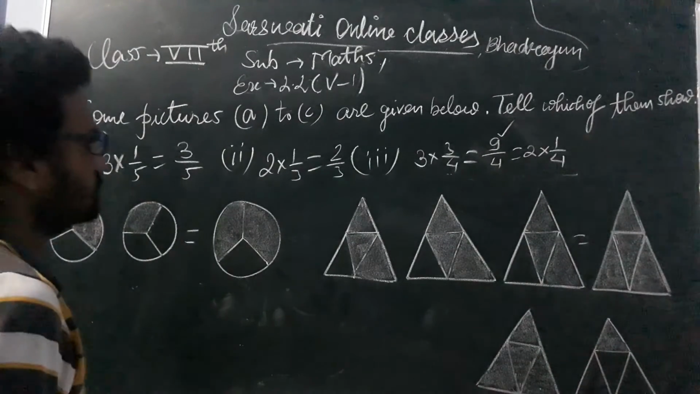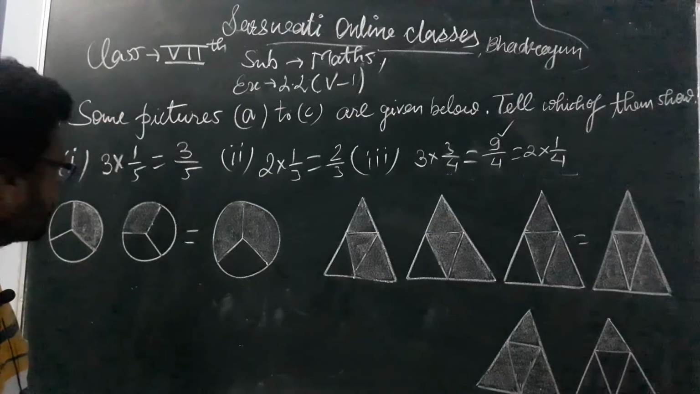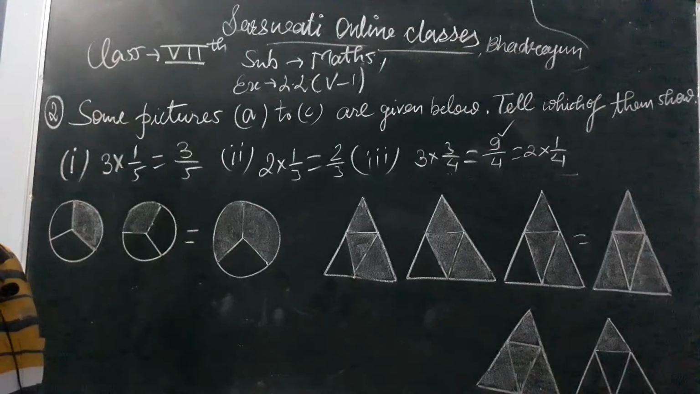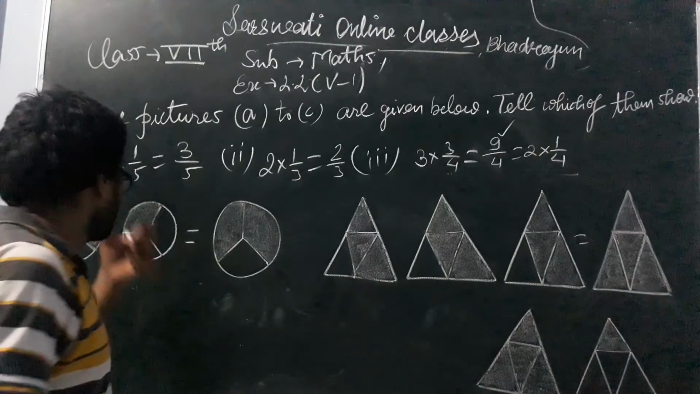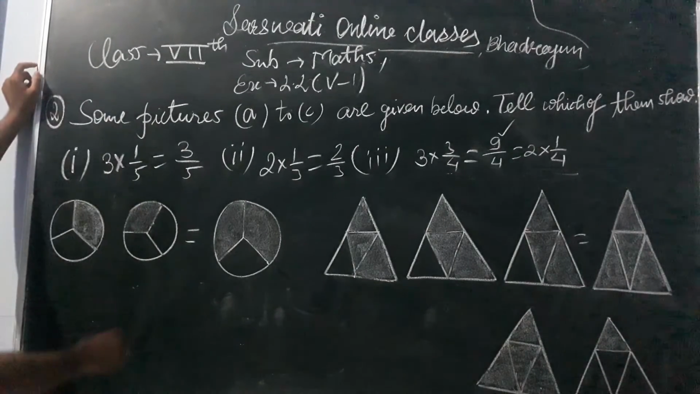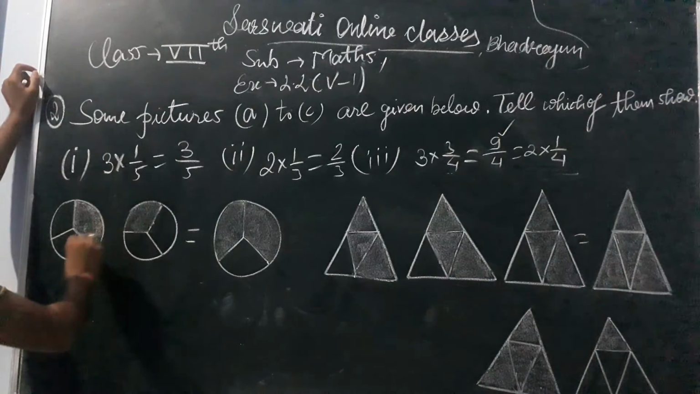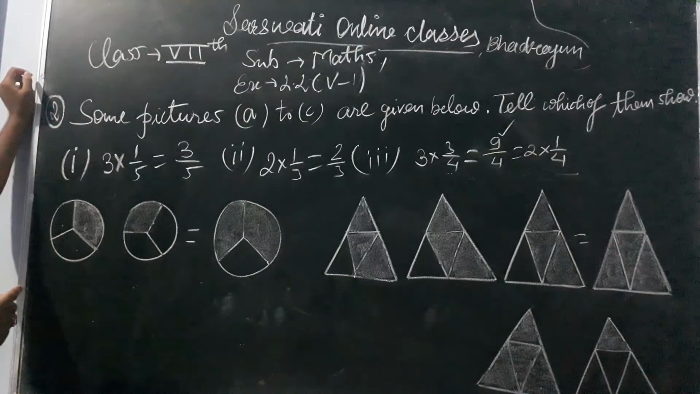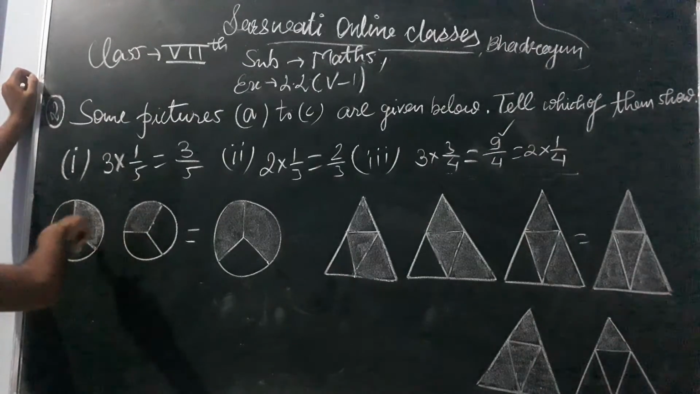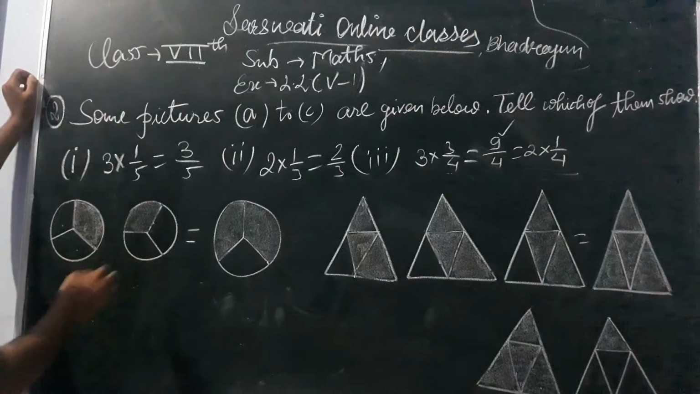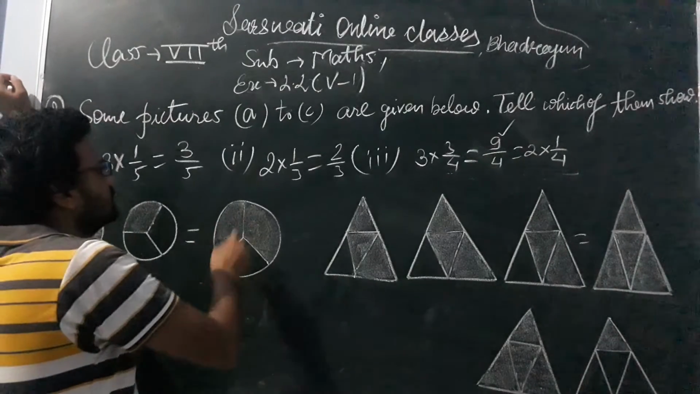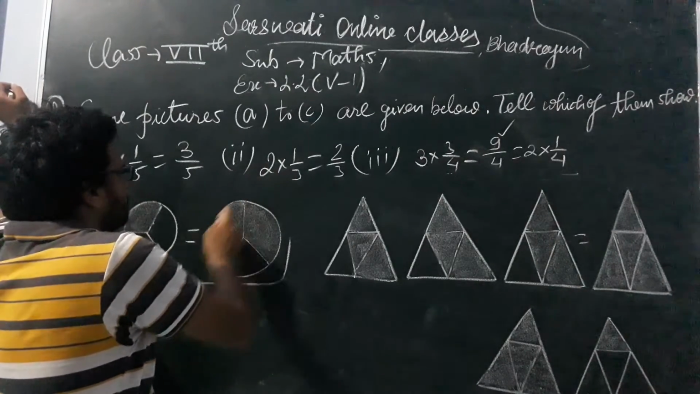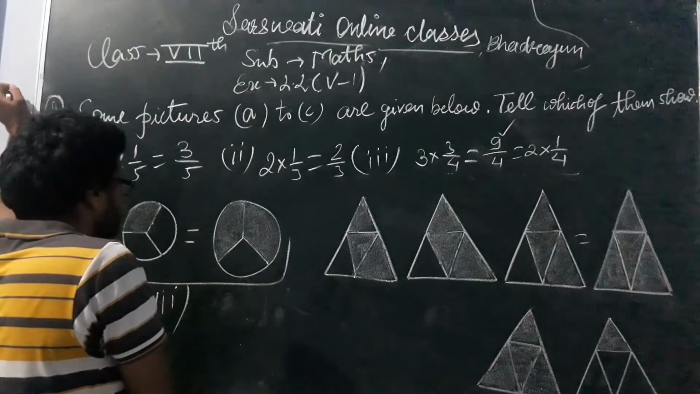Okay, so here we have two figures and now we have to choose which one is showing which figure. First one: here we are seeing three parts, so this is 1 by 3. Shaded is only 1 out of 3, so this is 1 by 3, this is also 1 by 3, so this is 2 into 1 by 3, which equals 2 by 3. So this figure is showing our part number second.